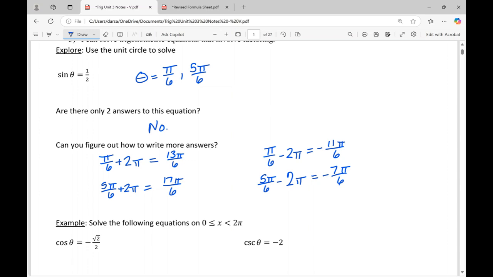So, to write this, we're going to say that the answers to this question are of the form pi over 6 plus 2 pi k, where k is any positive or negative integer, and 5 pi over 6 plus 2 pi k, where k is any integer. So we can add or subtract 2 pi over and over and over again, and this will be all infinitely many of the answers to this question.